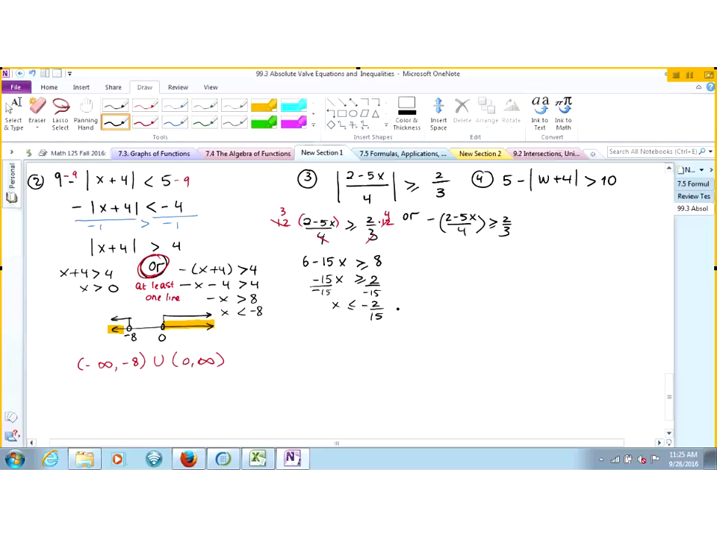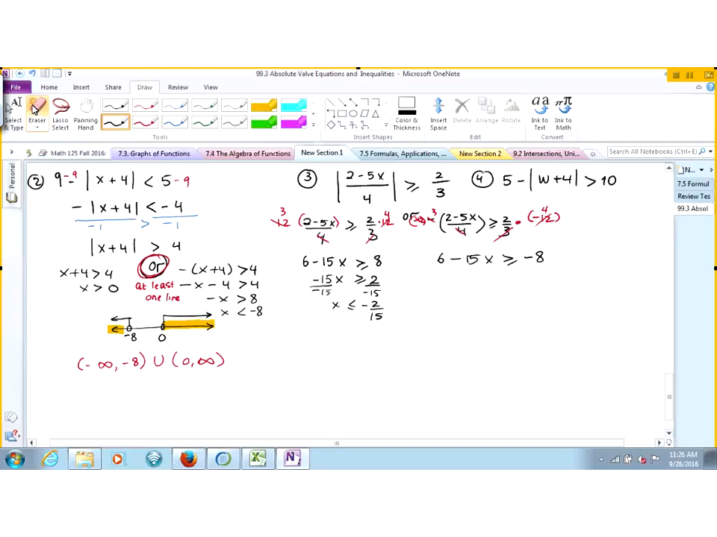Good. Now, what about the other side? What am I going to multiply it with? Negative 12. So multiply by negative 12, so the negative cancels. So 12 and 4 is 3, and this negative cancels. This is 4, right? So what do I have on the left? 6 minus 15x greater than or equal to negative 8.